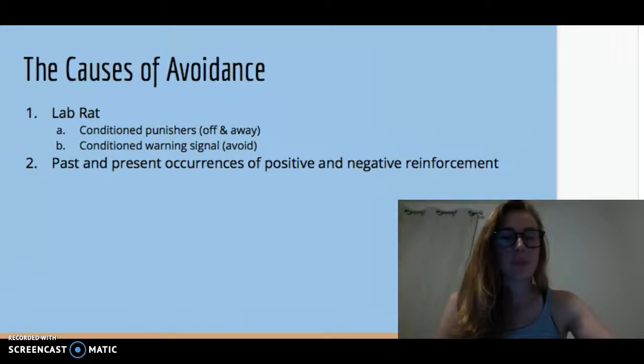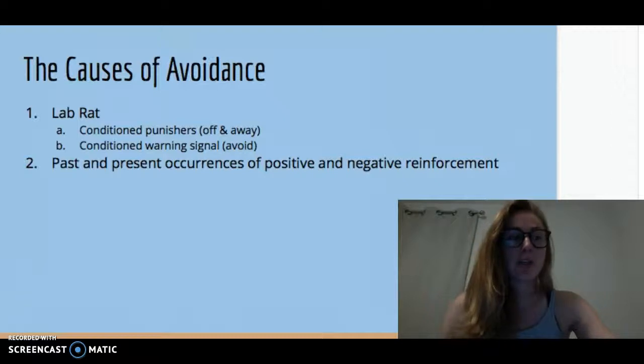Number 2, past and present occurrences of positive and negative reinforcement. The present, currently reduced frequency of shocks. It's really important.